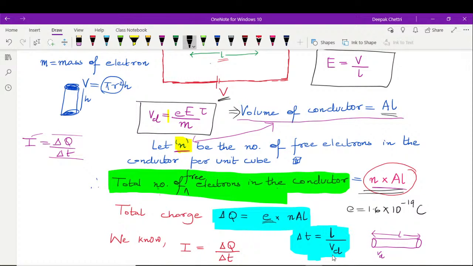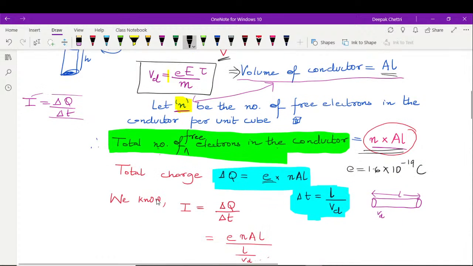Okay, so that way I can get the total charge. To find the current I have to do total charge divided by the time, right. Total charge I already got, but I don't know the time. The time here is the time that it takes the electron to go from this end to this end. If the length is L and speed is Vd, then your delta T will be L by Vd, distance by speed.